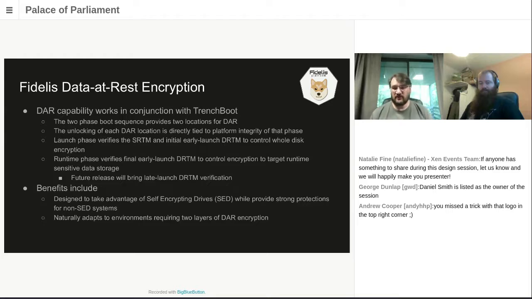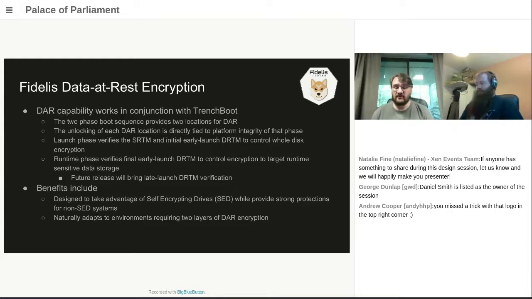The launch phase will verify the SRTM, give initial launch DRTM to control the whole disk encryption. While the runtime phase handles the final early launch DRTM control and decrypts any target runtime sensitive data. And then obviously later when we have late launch DRTM verification, we can use that to make decisions of whether to allow the DAR to remain unlocked or lock the data at rest.